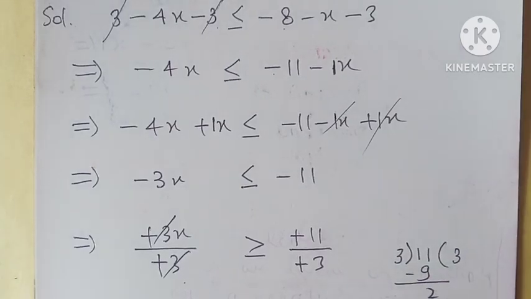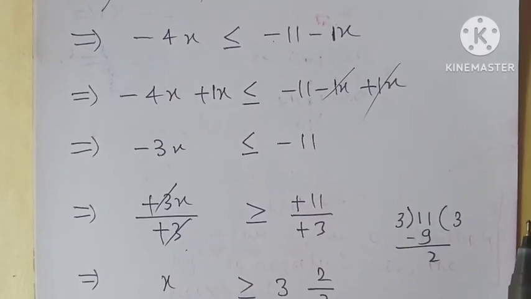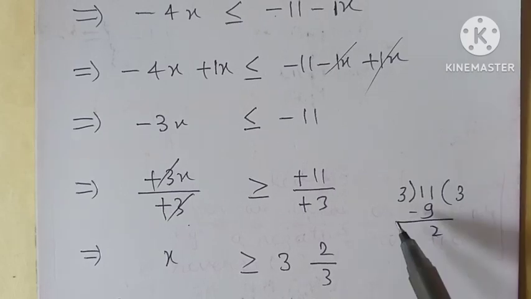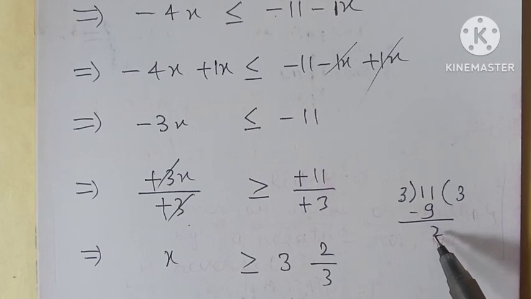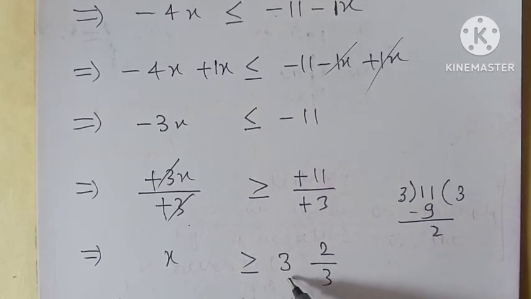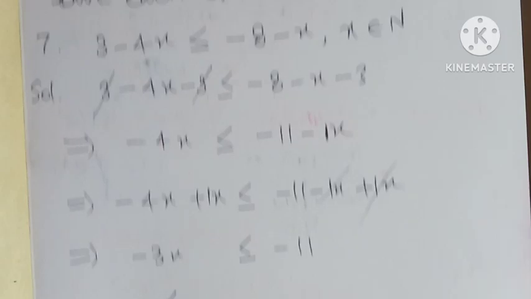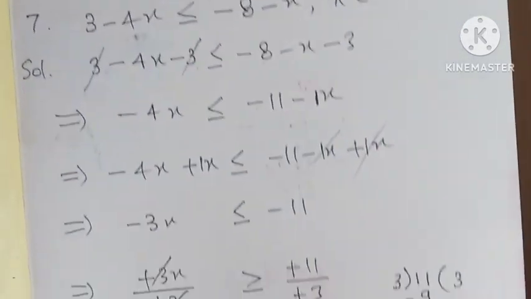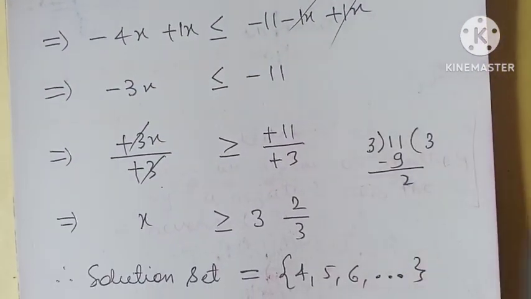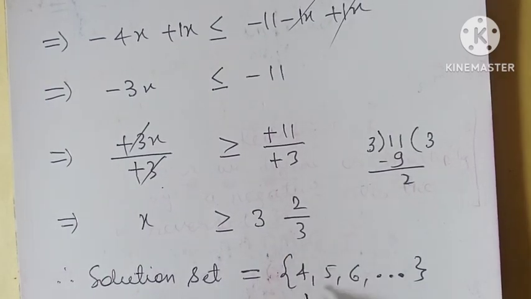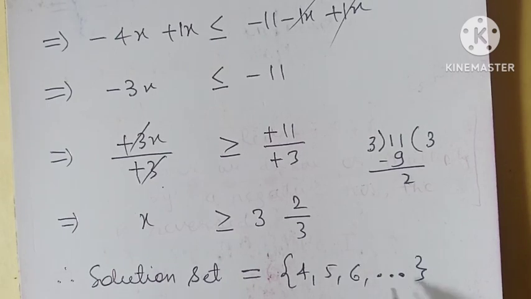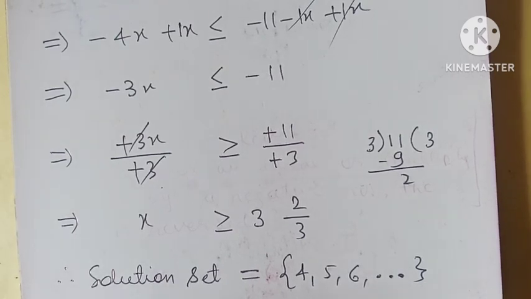So we have 11 by 3. Now we convert this number into a mixed fraction. On dividing 11 by 3, 3 3s are 9, remainder is 2. So we put the quotient here, 3 integer 2 by 3. So x is, here in the question it is given x is a natural number. So natural numbers more than or equal to this one, 3 integer 2 by 3. After this, natural numbers come as 4, 5, 6 and so on. So this will be the solution set.